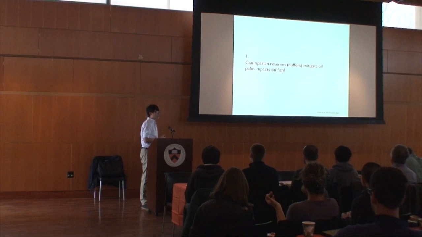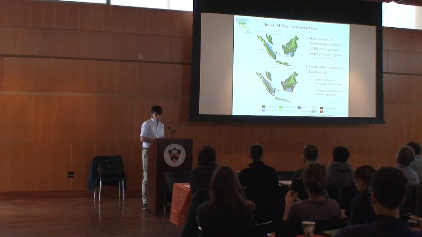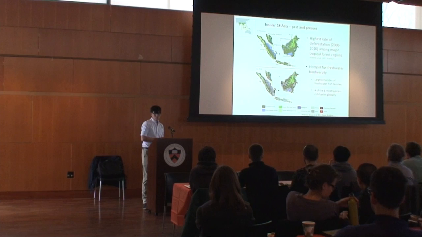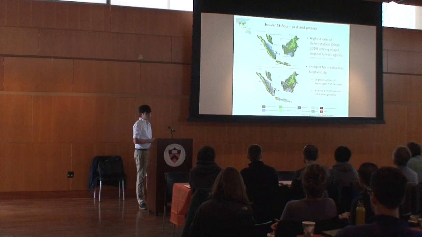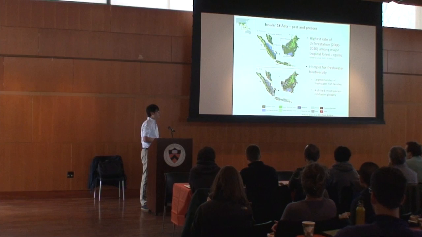So this study focuses on insular Southeast Asia, or what we commonly call Sundaland. Among major tropical regions, Southeast Asia has the highest rate of deforestation, higher than even the Amazon or Western Africa for the years 2000 to 2010. As of 2010, less than 50% of the original lowland forests in Southeast Asia remain.